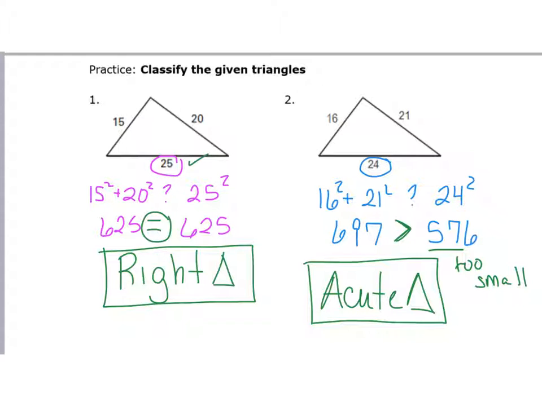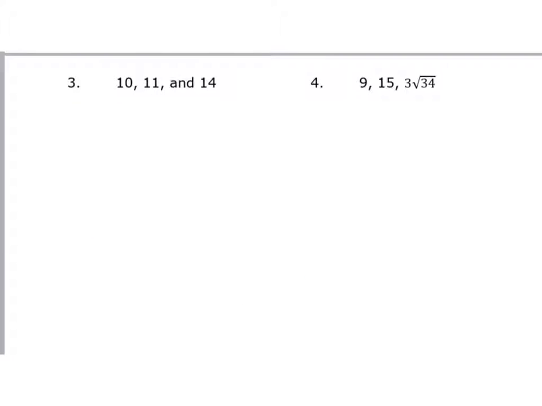All right, this works even if I don't have a picture. When I look at the next examples, I don't have a picture, but that's okay, because if I have 10, 11, and 14, I know that the one that would be the hypotenuse, if I have a hypotenuse, is going to be the longest one. So that would be my 14. So is this a hypotenuse is what I want to know.